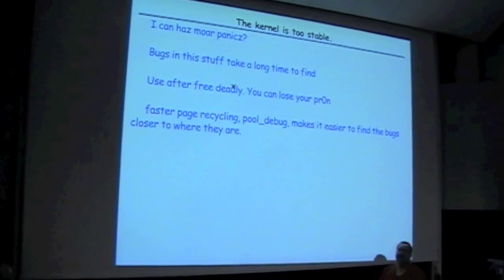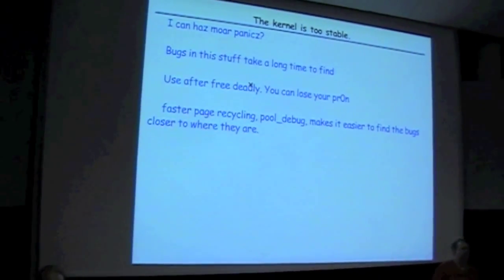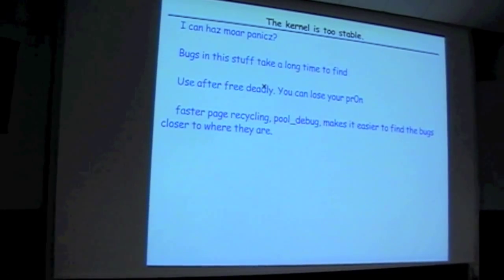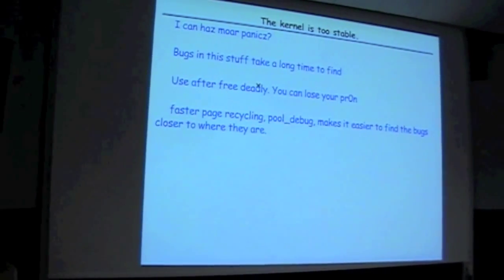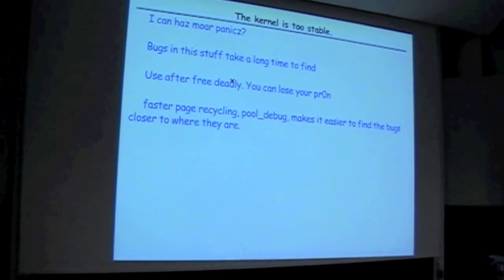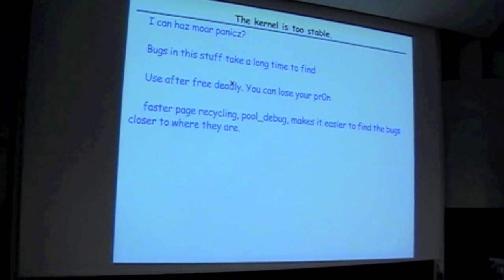And the kernel is too stable, okay? We need more panics. We need more panics faster, okay? When you don't have the panics, it takes forever to find this stuff. Because somebody does something horrible by not keeping a lock on a vnode, or not incrementing a counter or checking it, and the bug happens minutes or hours later in the kernel when something is flushed or recycled. Okay? Use after free is deadly in file systems.